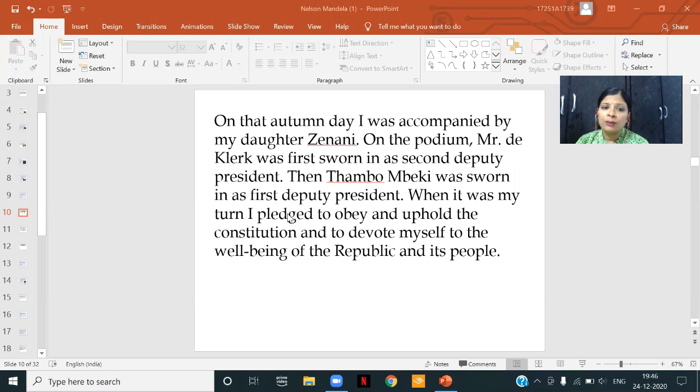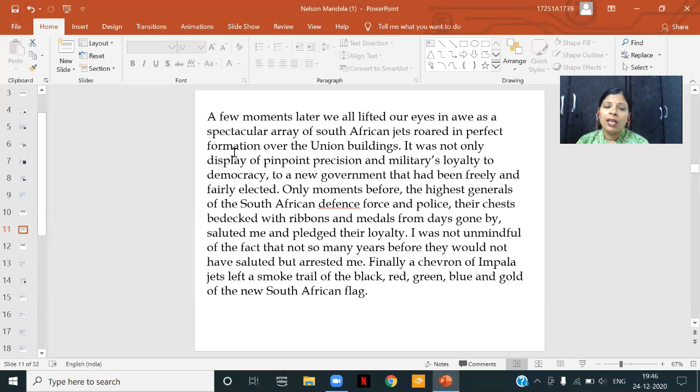Okay. When it was my turn, I pledged to obey and uphold the Constitution. So when it was Nelson Mandela's turn, he pledged, that is, he took an oath that he would obey all the rules of the South African Constitution, and he also pledged that he would devote his life to the well-being of the Republic and its people.